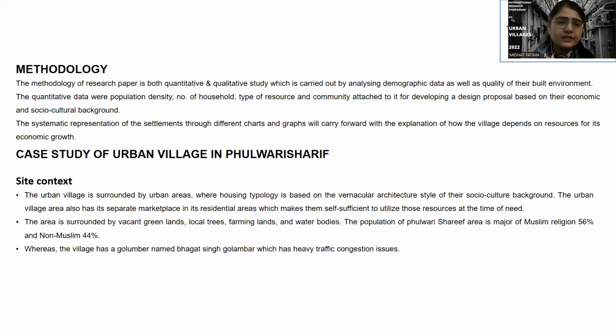In the case study, the urban village of the Fulwari Sharif, the site context has been discussed. The urban village is surrounded by urban areas where housing typology is based on the vernacular architecture style of their socio-cultural background. The urban village area also has a separate marketplace in its residential areas, which makes them self-sufficient to utilize those resources at the time of need. The area is surrounded by vacant greenlands, local trees, farming lands, and water bodies. Whereas the village has a Golambar named Bhagat Singh Golambar, which has traffic congestion issues.